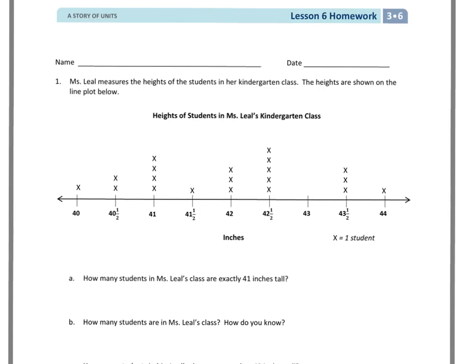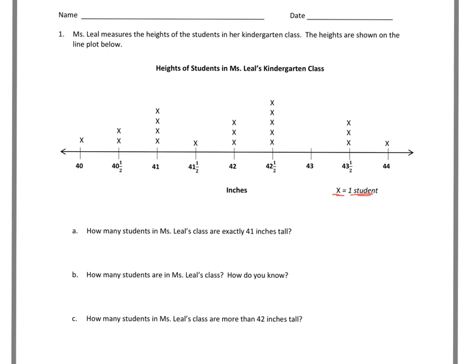Mrs. Leal measures the heights of the students in her kindergarten class. The heights are shown on the line plot below. And as we can see, each X is going to equal one student. So the first question, which is A, says, how many students in Mrs. Leal's class are exactly 41 inches tall?